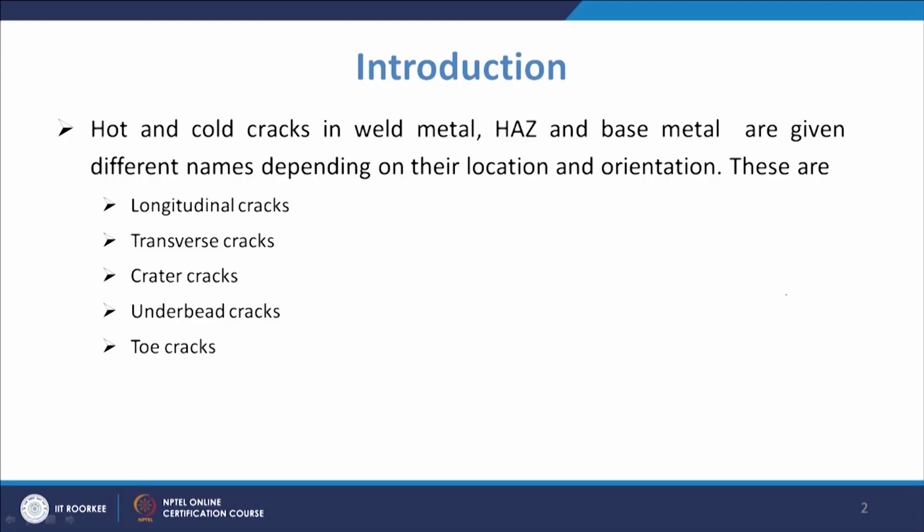Hot and cold cracks in weld metal, HAZ, and base metal are given different names depending on their location and orientation. You have these cracks only, but they may be in the weld metal, the HAZ, or the base metal, and they can be given different names depending on where they are located and how they are oriented.